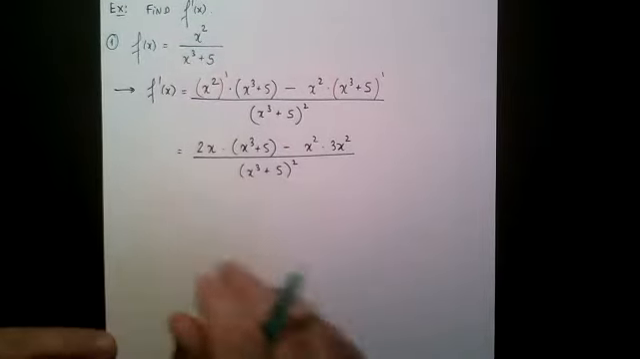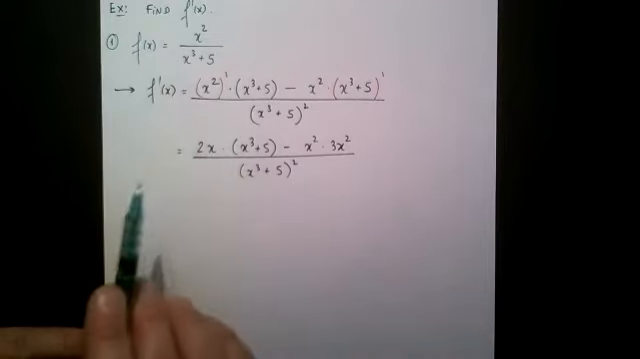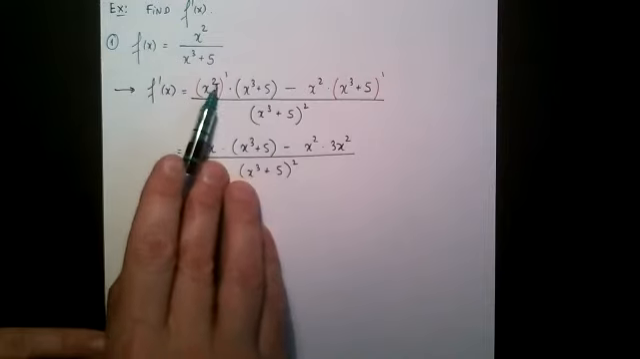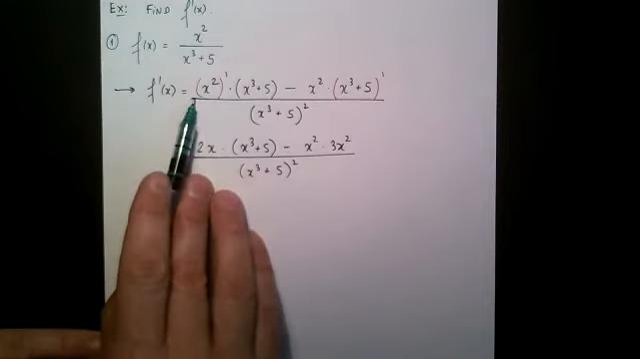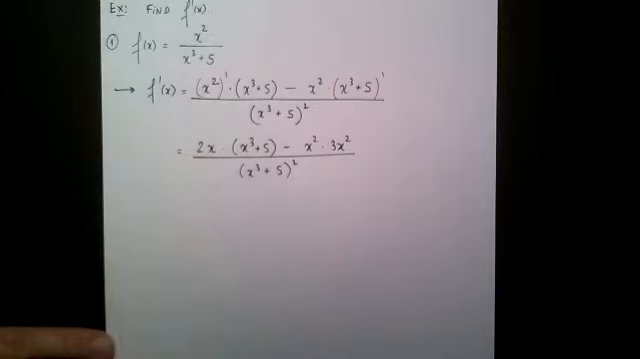Sir, how did you get the 2x? The derivative of x squared is 2x. You know why? It is the power rule. Bring the 2 in front, and then minus 1 from the exponent. Okay.